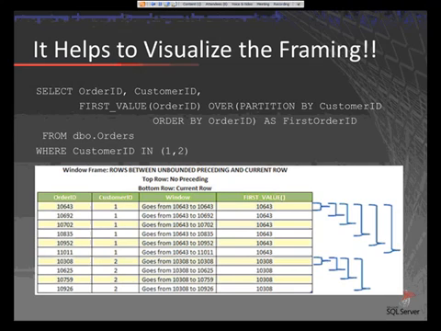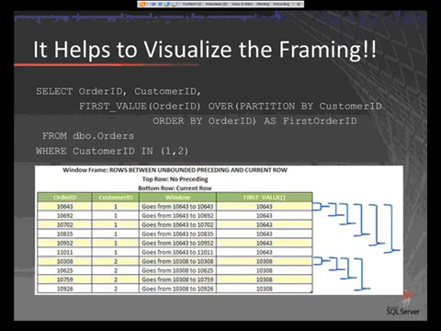Partition by customer ID, order by order ID, as first order ID from orders where customer ID is in 1 and 2. So, customer ID 1 is grouped together because I've partitioned by it, so they have to be arranged in order so that the partition will actually work. That's my bucketizing by customer ID. And it's ordered by order ID, default is ascending. So 10643, that is the first value because that's the first row I've seen as the stream processes through the event. Okay?